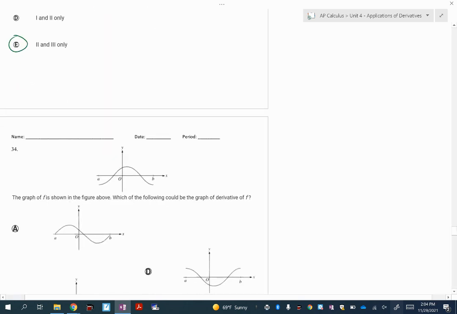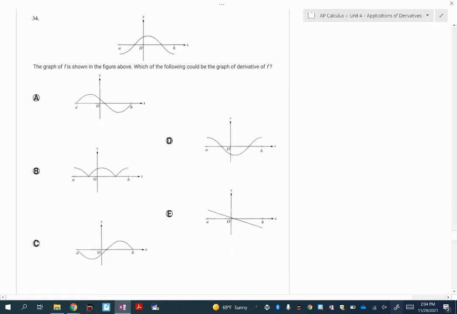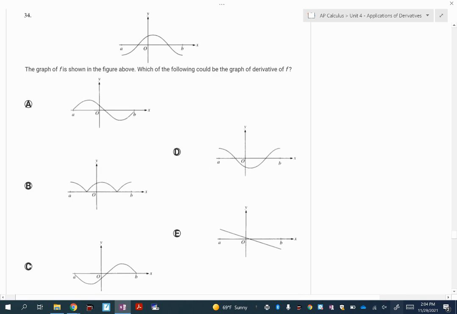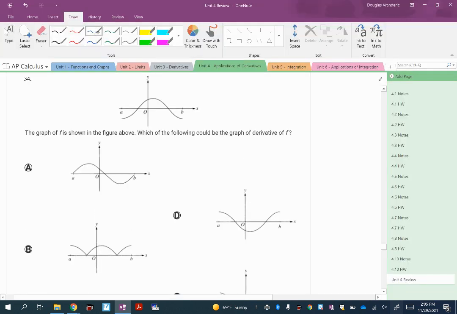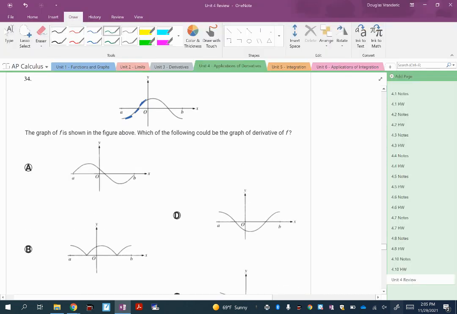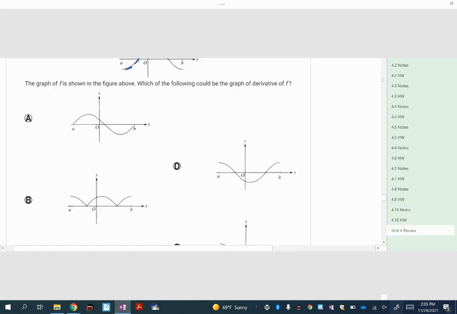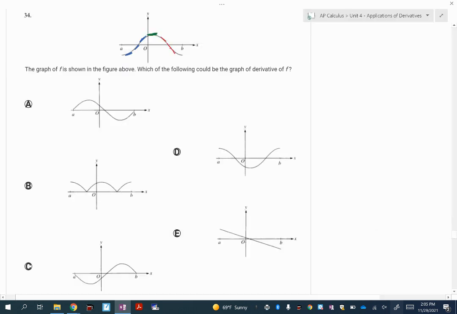Let's go to 34. Okay, so 34, same kind of thing. We've got f of x shown to us. Which of these could be the graph of the derivative? Now, if you'll notice, we have positive tangent lines until we hit this value up here where the tangent line is 0. And then we switch to negative tangent lines.